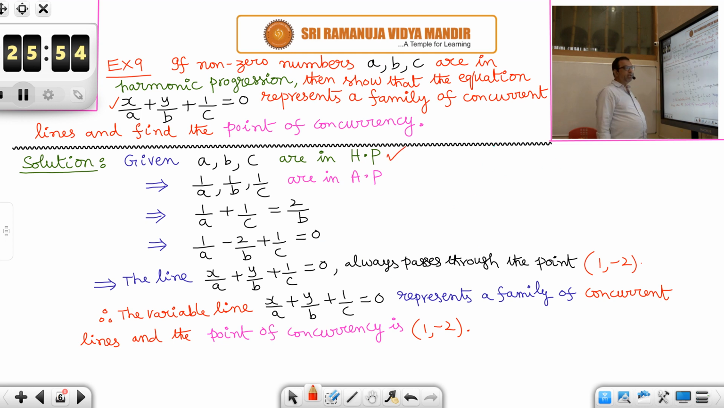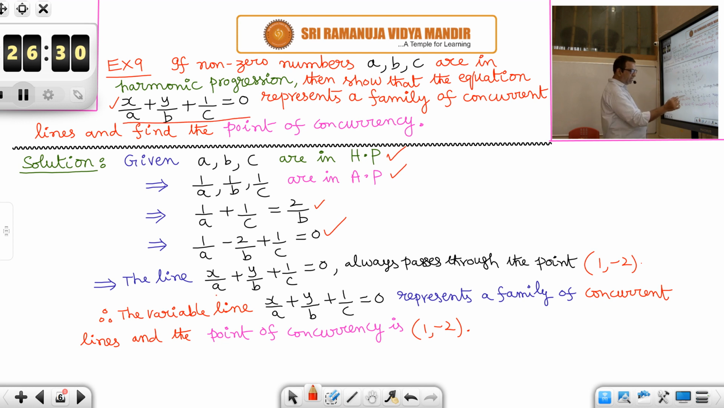A, B, C are given to be in HP, which means 1 by A, 1 by B, 1 by C are in AP. That means 1 by A plus 1 by C will be 2 by B. The sum of the first number and the third number will be equal to 2 times the middle number. So take this 2 by B to the left side. You can write the condition like this. This is the given condition: A, B, C are in HP means 1 by A minus 2 by B plus 1 by C is equal to 0.